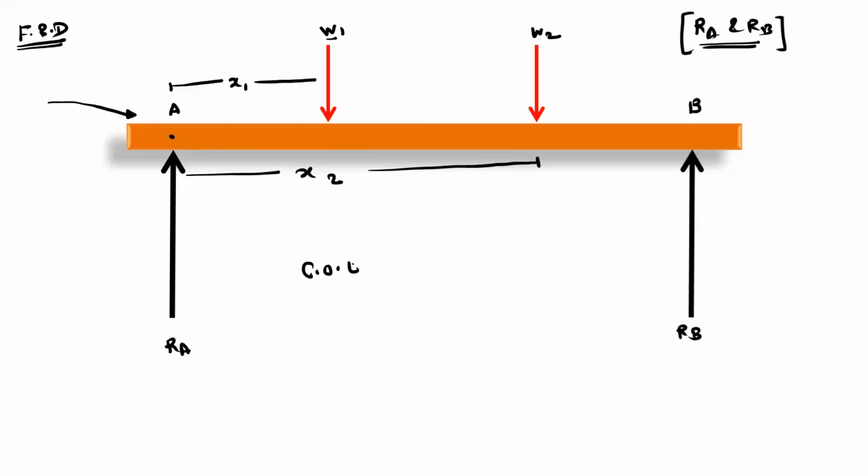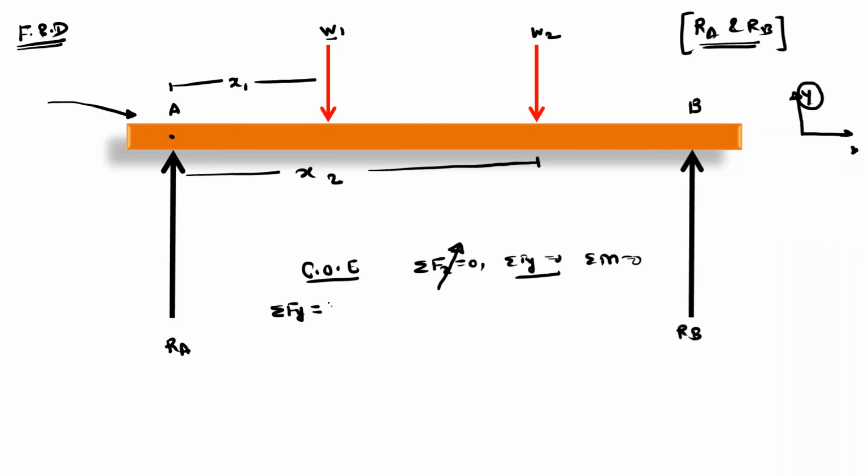Now to find out these two reactions, we need to use two conditions of equilibrium. We have three conditions: summation Fx is 0, summation Fy is 0, and summation of moment is 0. The first condition we cannot use because the given system is a parallel force system and all the forces are acting only in the y direction. Therefore we cannot use summation Fx equals 0.